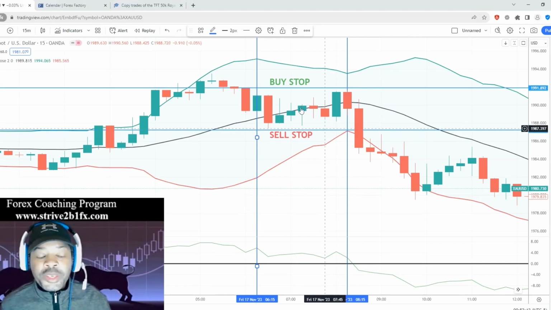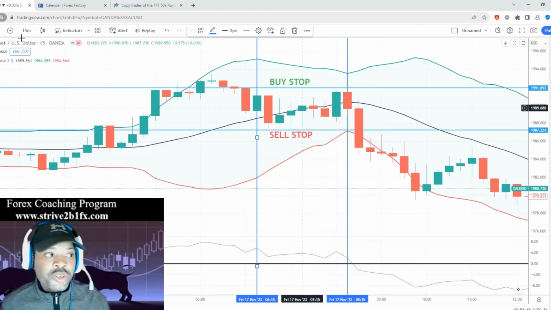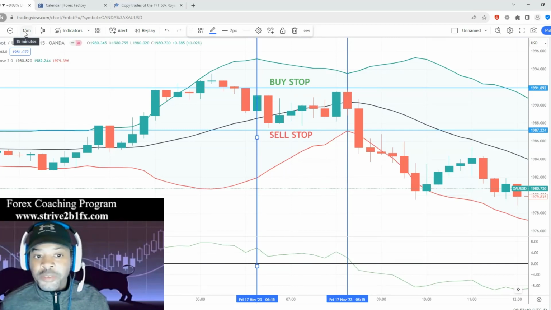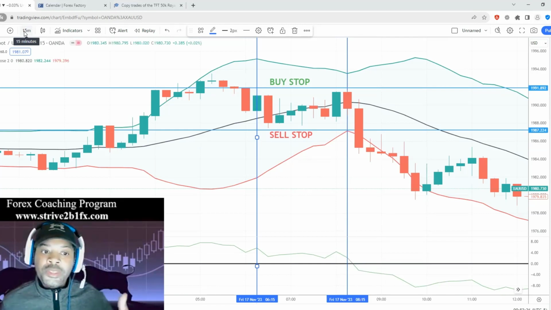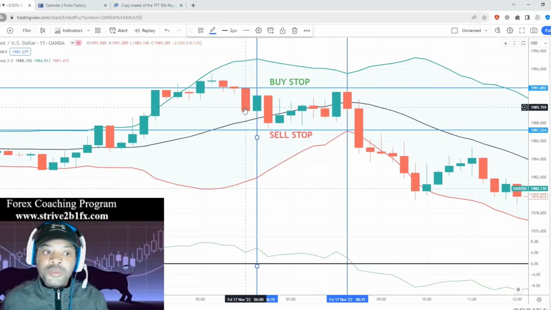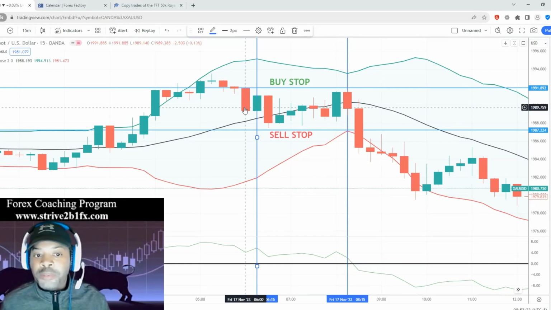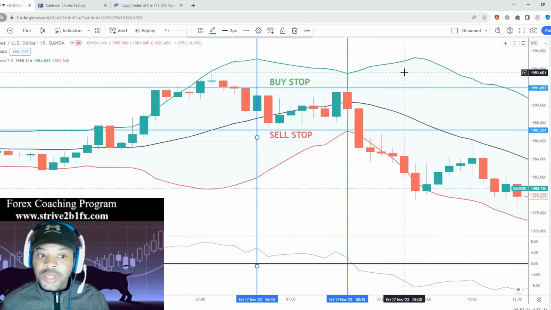So the key to this is making sure you're using the 15-minute time frame, because if you use the hour time frame, it's going to be too long and you won't be able to see the 15-minute time zones, which is what you really need to be able to see to use this strategy effectively.